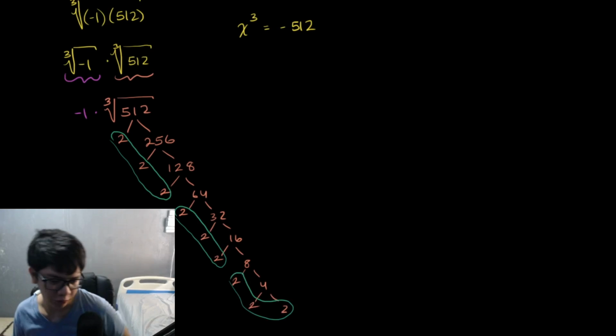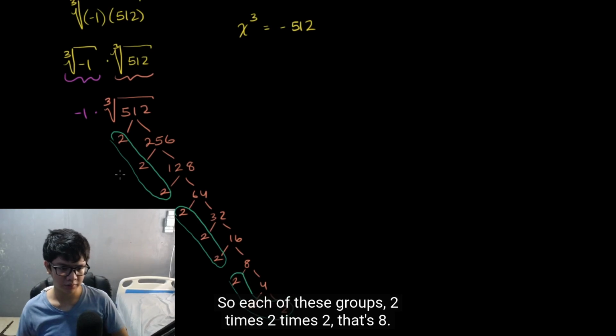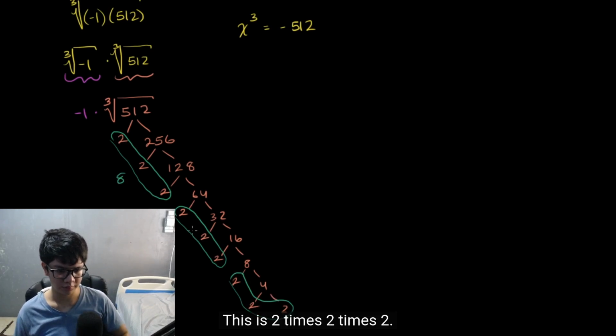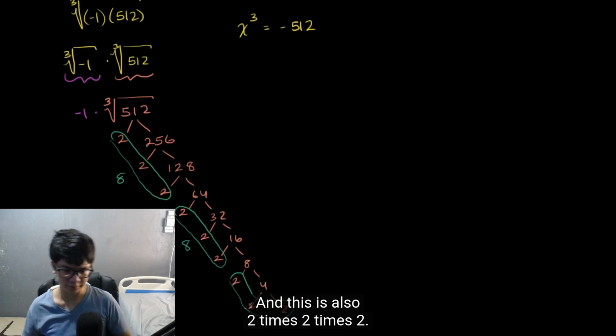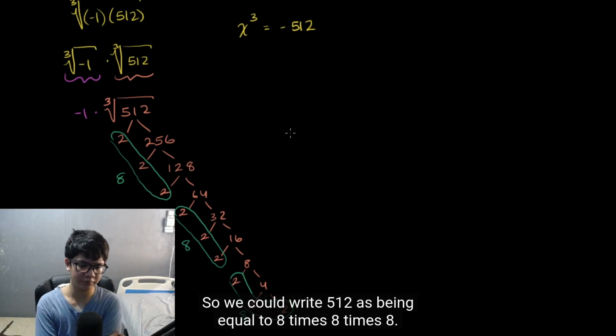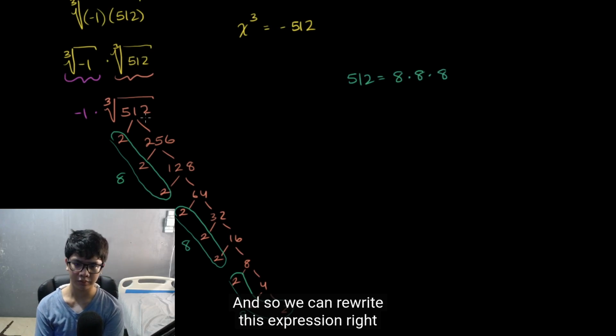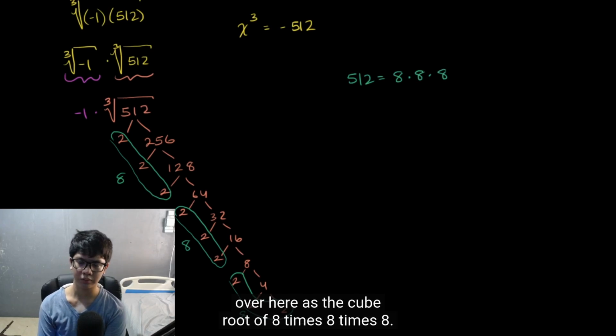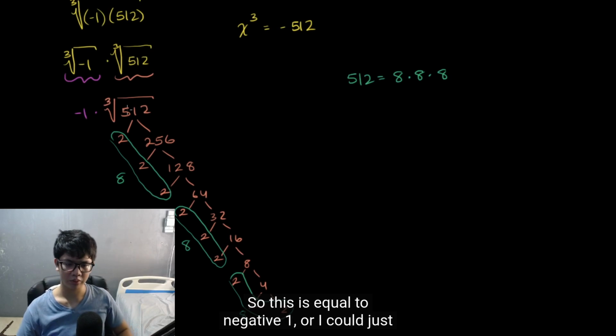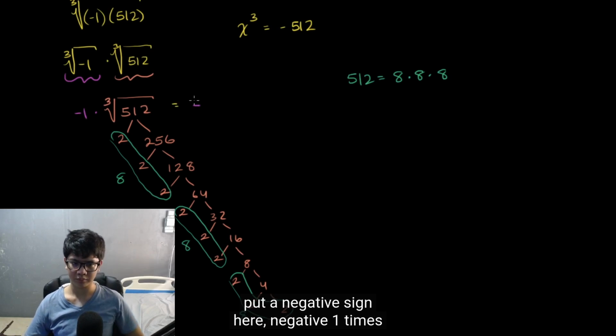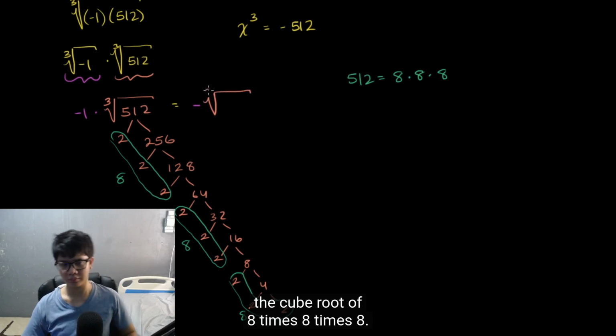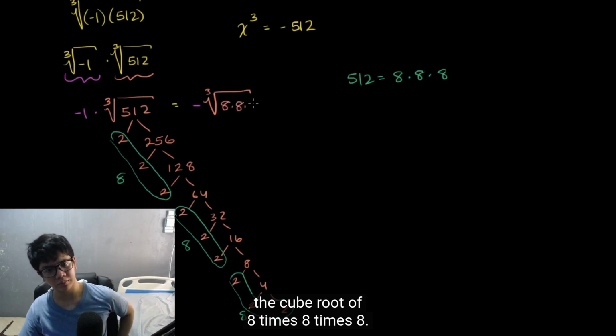Each of these groups, 2 times 2 times 2, is 8. So we could write 512 as being equal to 8 times 8 times 8. And so we can rewrite this expression as the cube root of 8 times 8 times 8. So this is equal to, I could just put a negative sign here, negative 1 times the cube root of 8 times 8 times 8.